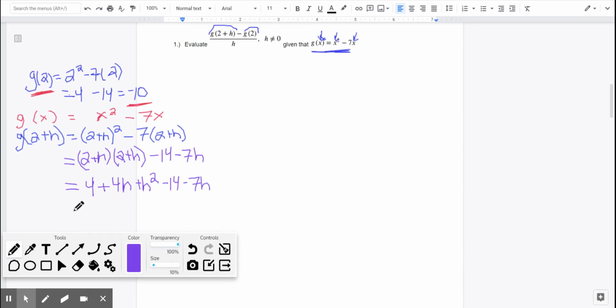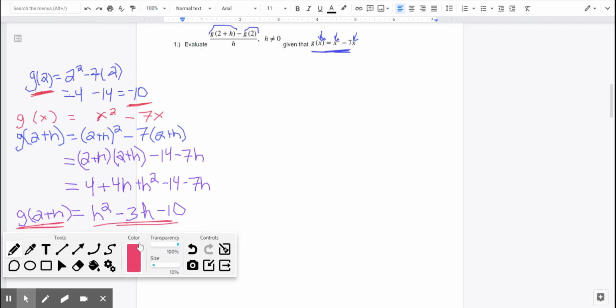And then when I combine all of this, it doesn't have to be written in standard form, but I just kind of naturally put my h squared term first. And then when I combine the h's, I have a -3h, and then I have a -10 at the end. So that is the expression for g of 2 plus h. So what that means is wherever I see g of 2 plus h, I can replace it with these 3 terms.